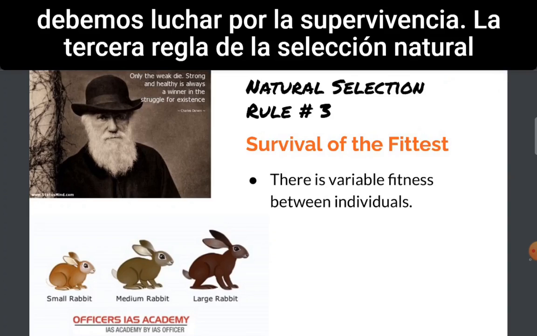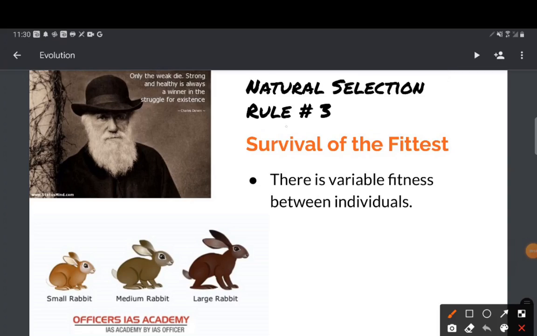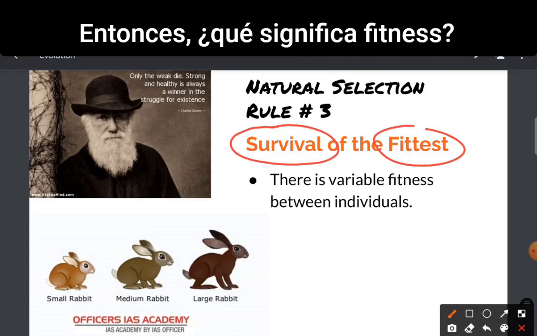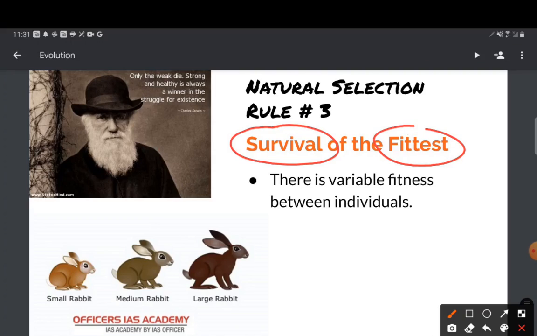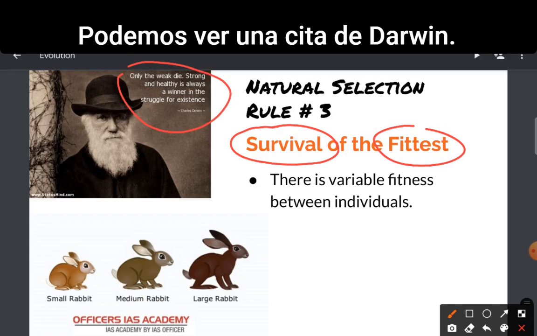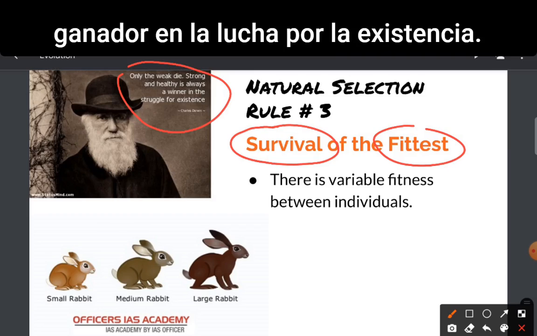The third rule of natural selection is that after the struggle, there is only survival of the fittest. And so what does fitness mean? Well, it doesn't necessarily mean the biggest. Here we can see a quote by Darwin. He says, "Only the weak die. Strong and healthy is always a winner in the struggle for existence."